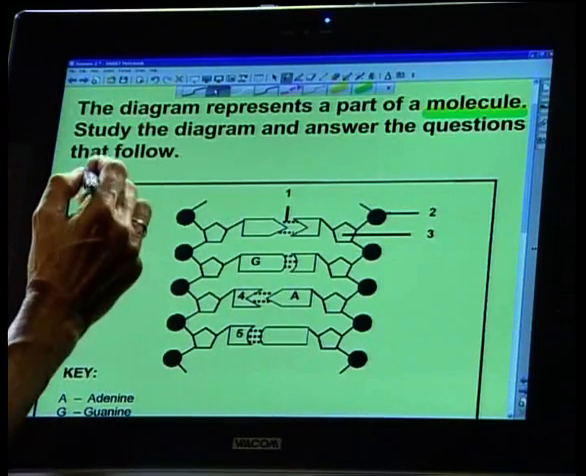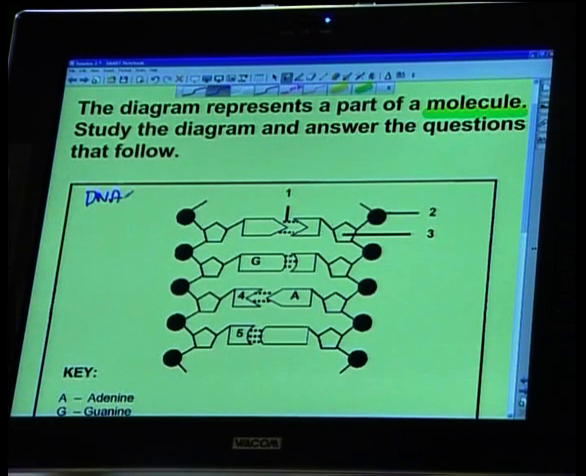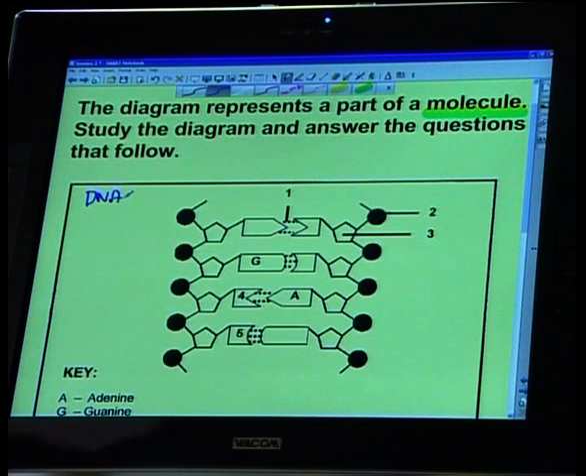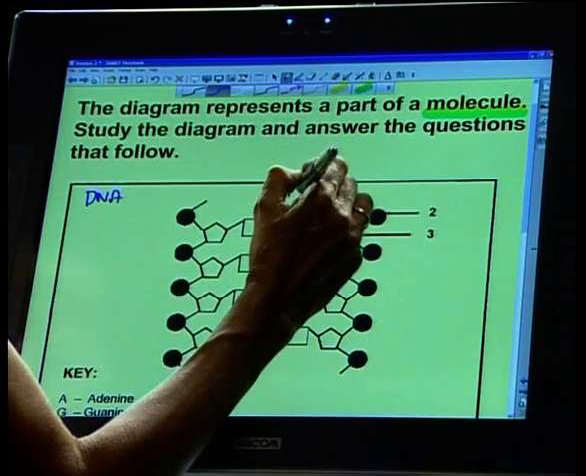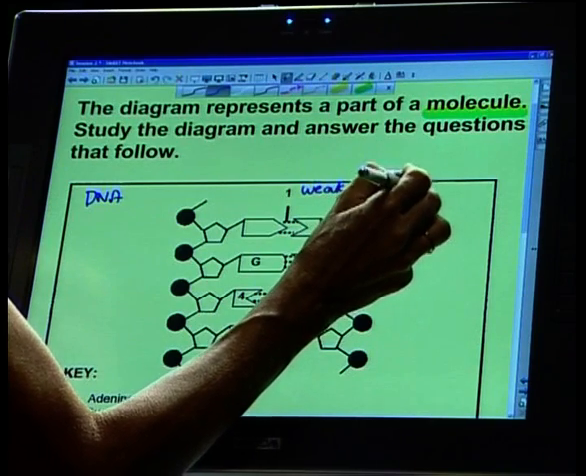So, the diagram of a molecule, what molecule is it? You write here for yourself. It is DNA. Before you even look at the sub-questions, you write down the labels, always. I know that life science is slightly different from other subjects. Your diagrams are exceptionally important. First thing you do when you get a diagram is label it. Label, label, label first. That's number 1. So, what is number 1? Those are the weak hydrogen bonds.